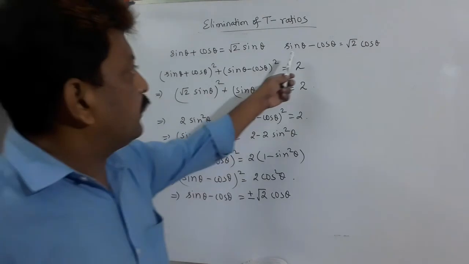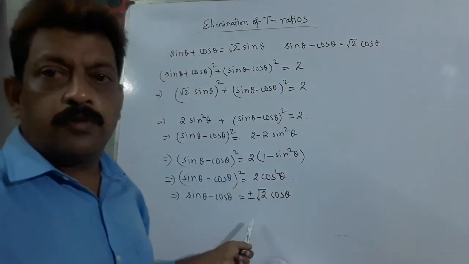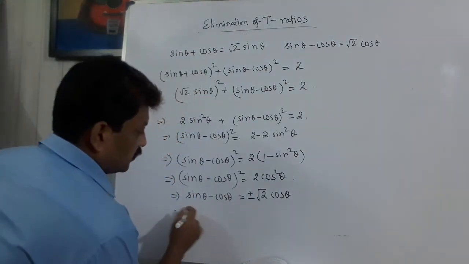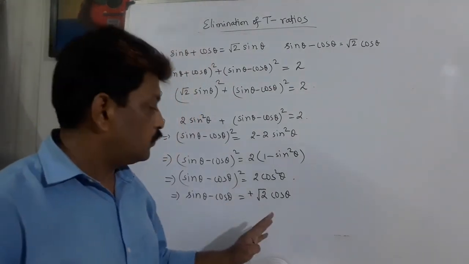So here we have to show that sin theta minus cos theta equals root 2 cos theta. We have got both the positive and negative value. So I am rejecting the negative value. Therefore we can say that sin theta minus cos theta equals root 2 cos theta.